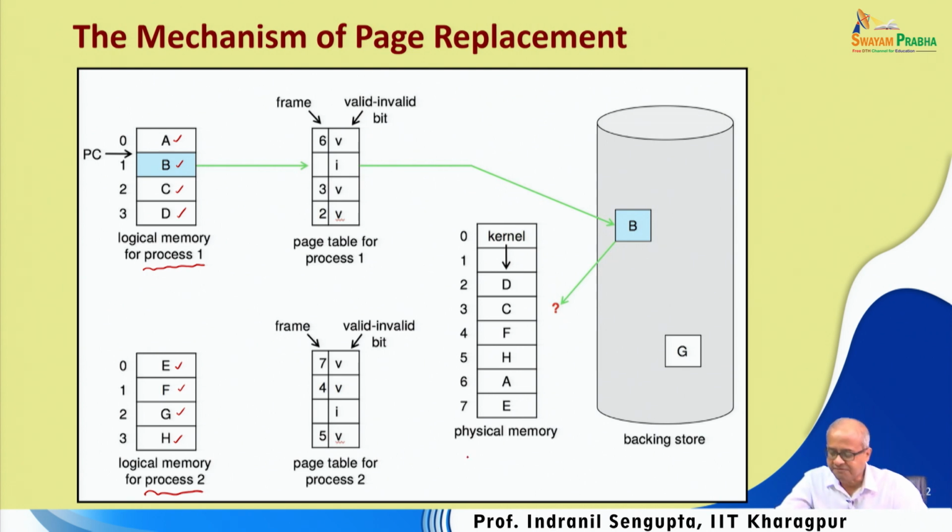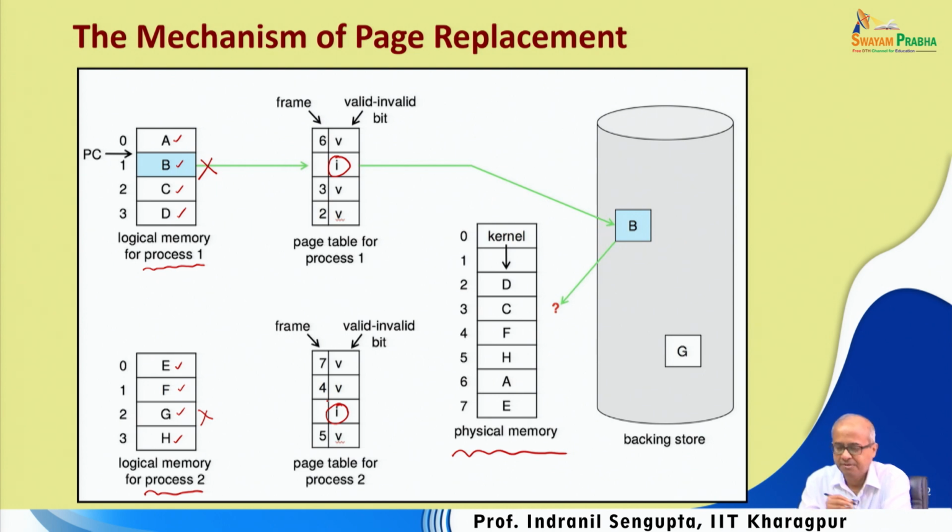And suppose this is the view of your physical memory and these pages are loaded in memory, not all of them. For example, in process 1, let us assume the pages A, C and D are loaded, but the page B is currently not loaded. So, if you look into the page table entries, you will see that for B, the valid invalid bit is marked as invalid, page is not there. Similarly, for process 2, we are assuming that the page G is not loaded. So, in the page table entry it is marked as invalid.